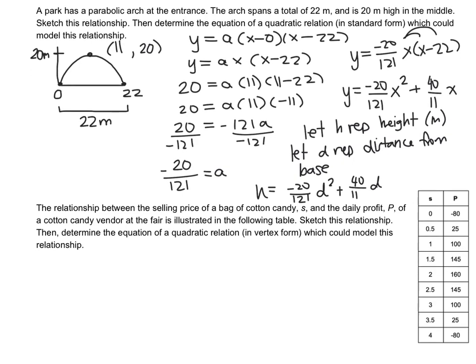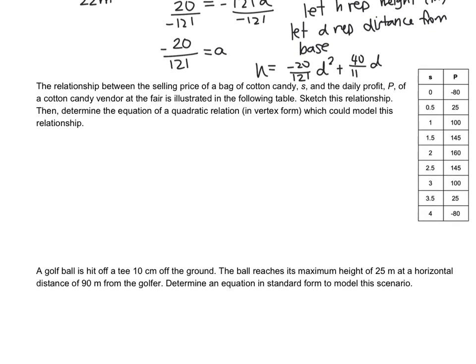All right, let's try another one, but this time we're going to be given a table of values for our information. So the relationship between the selling price of a bag of cotton candy S and the daily profit P of a cotton candy vendor at the fair is illustrated in the following table. Sketch the relationship, then determine the equation of a quadratic relation in vertex form, which could model this relationship.